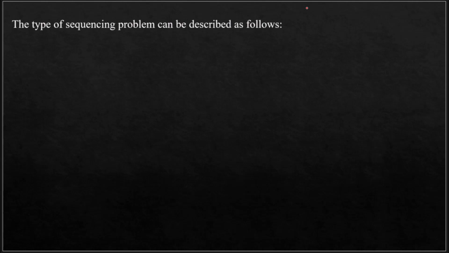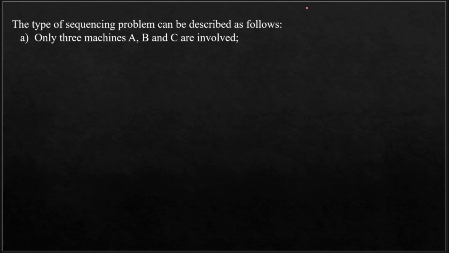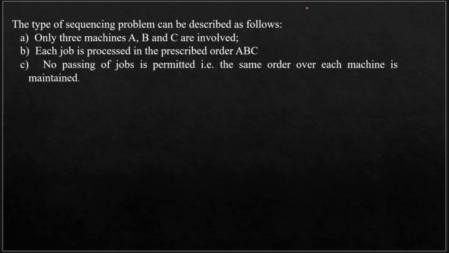The first point is that only three machines, A, B and C, are involved. Second, each job is processed in the prescribed order, meaning first machine A will perform its task, then machine B, and then machine C. Third, no passing of jobs is permitted, meaning the same order of sequencing must be followed from the first machine to the last machine. We can't jump from the first machine to the third machine to the sixth machine like this.